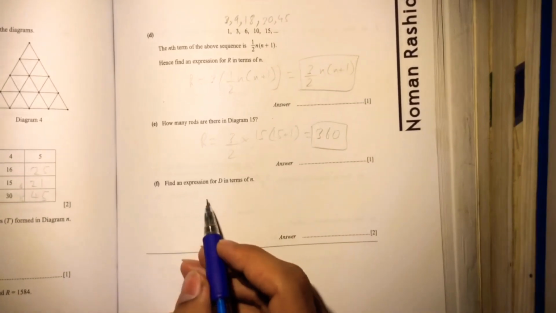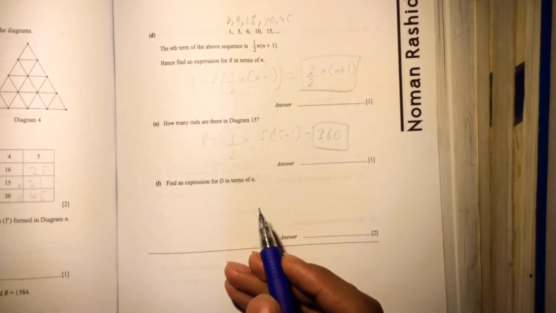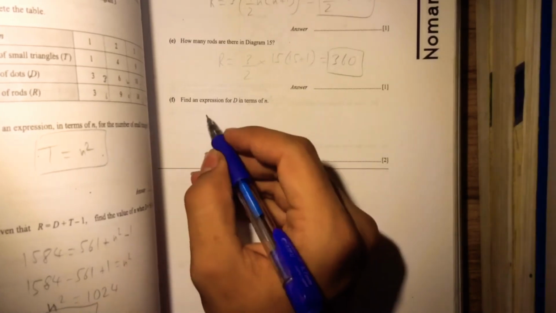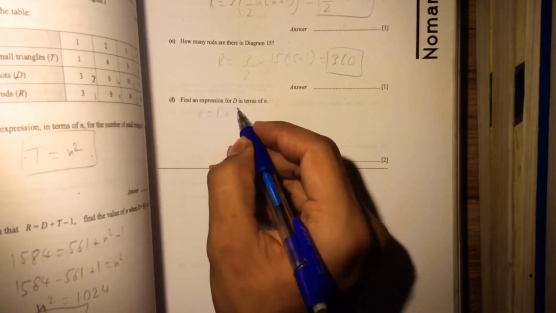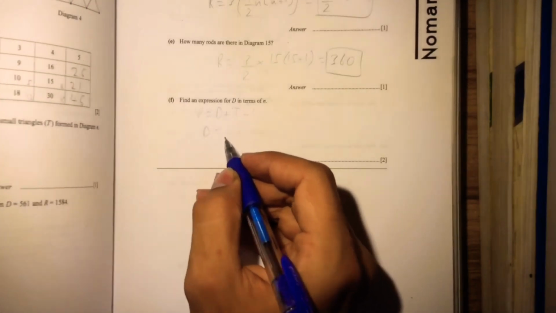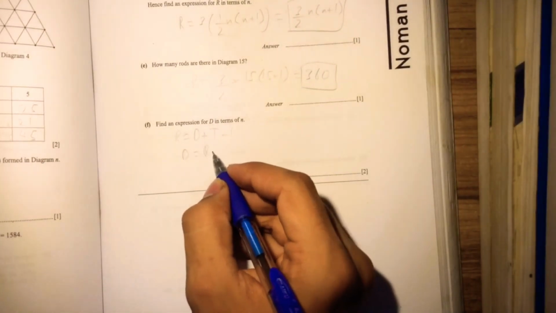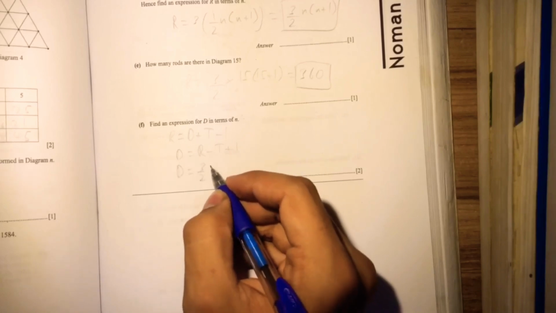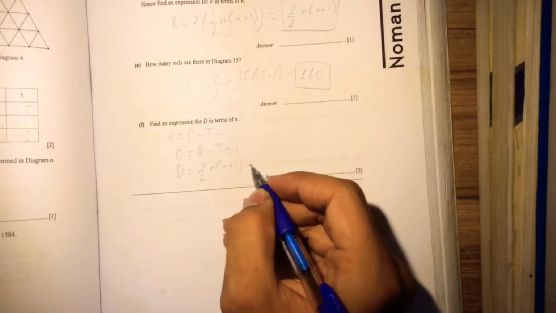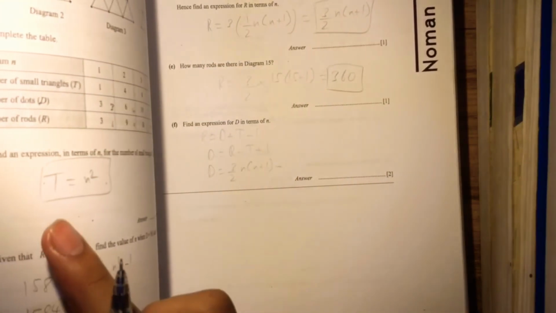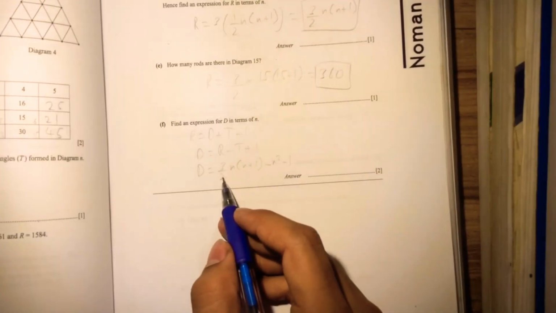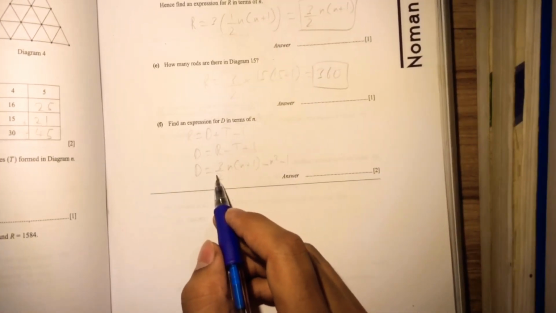Now the next part is find an expression for D in terms of n. In part C, we were given that R is equal to D plus T minus 1. So D is equal to R minus T plus 1. R is 3 upon 2 n times n plus 1. T we found in part B was n square, minus 1. We simplify this to get the expression for D in terms of n.